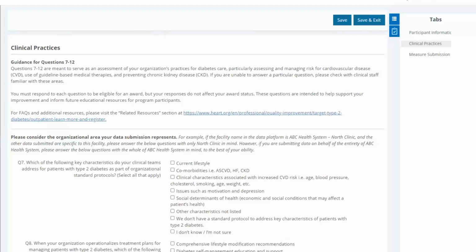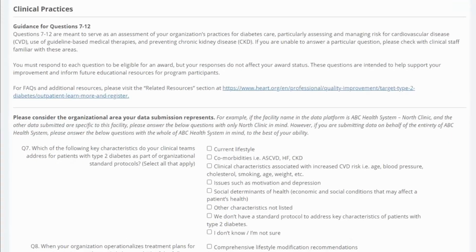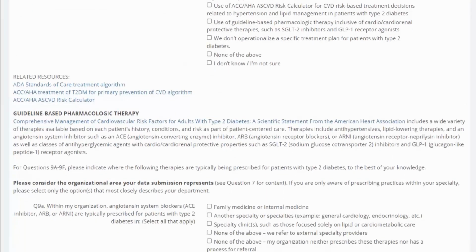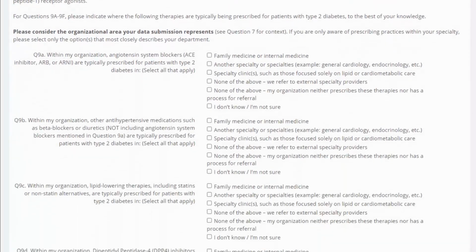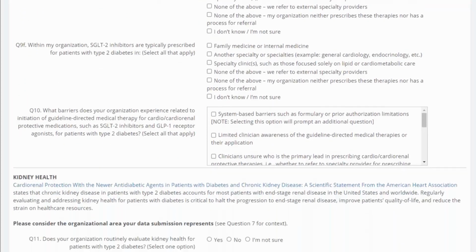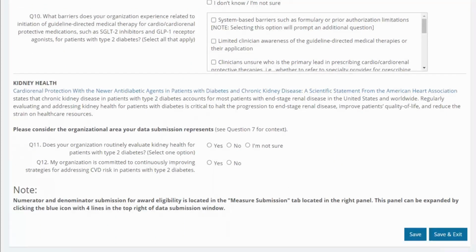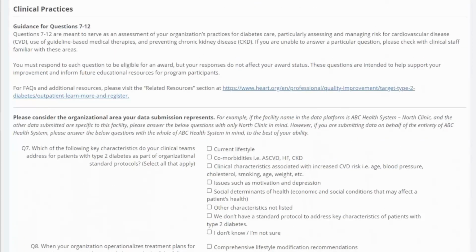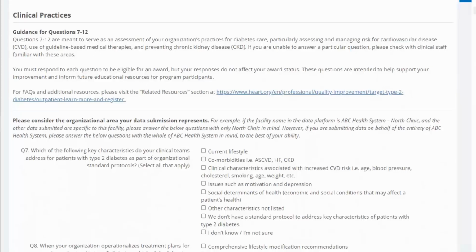To better support organizations in their awareness of and use of the guidelines, we want to learn about your current practices. We have added a series of questions about guideline-directed pharmacologic therapy and kidney health screening to understand how your organization incorporates these into existing workflows. The answers to questions 7 through 11 will help inform the creation of additional resources and trainings, as well as the direction of future recognition criteria.